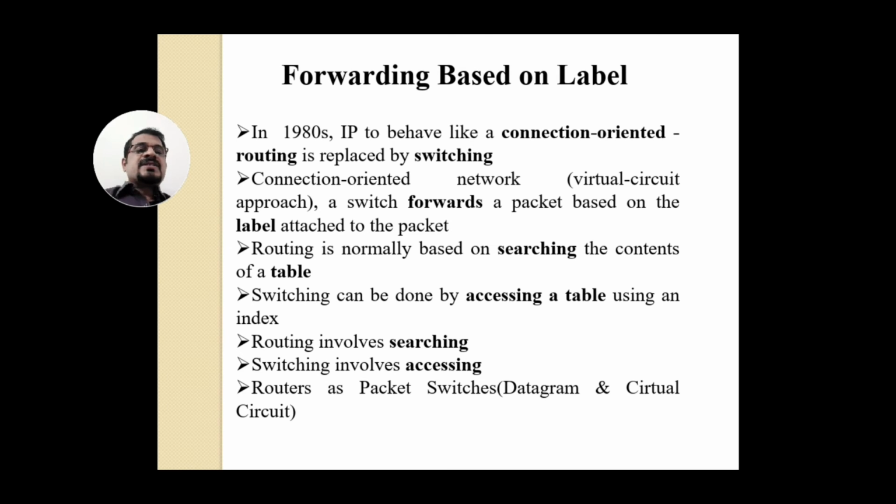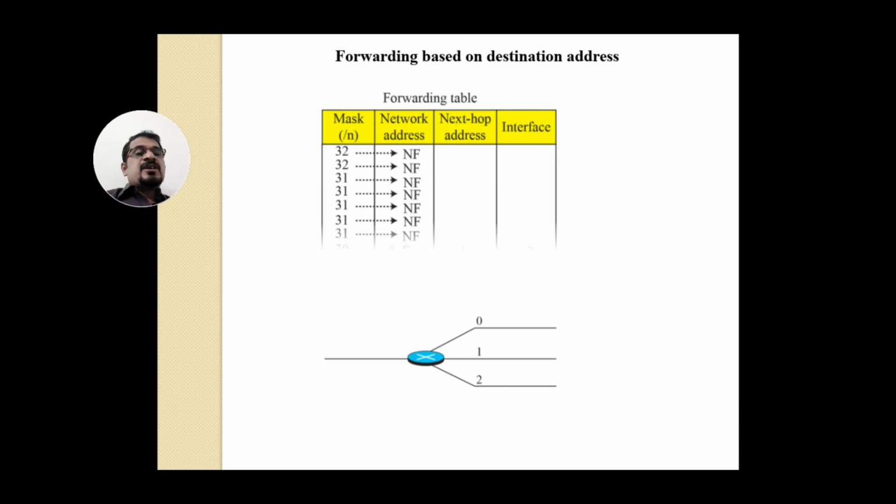So routers, as packet switches, may use the datagram or the virtual circuit approach. Now we can see how forwarding happens in both the datagram approach and the virtual circuit approach. First, forwarding based on the destination address. Here you can see the mask: how many bits are used in a classless addressing mechanism, 32 minus n. Based on that, it uses the mask number of bits.